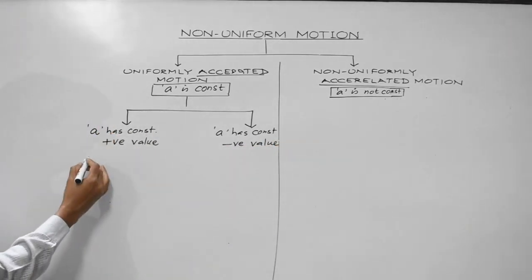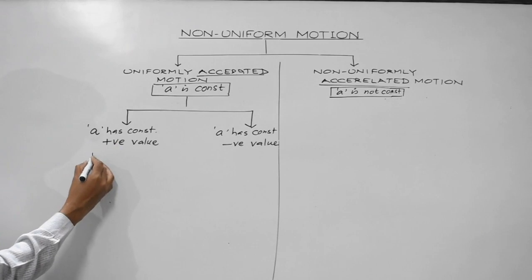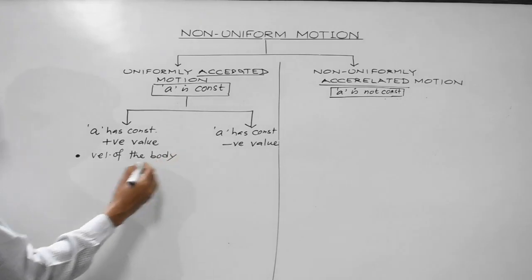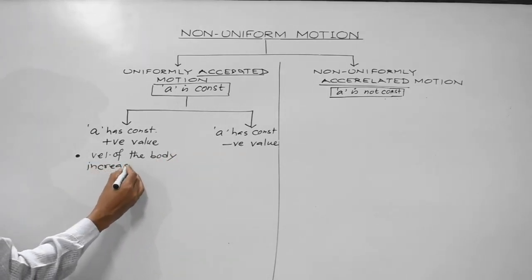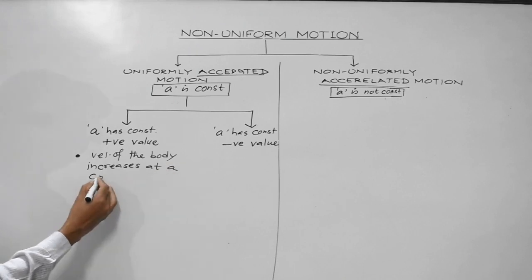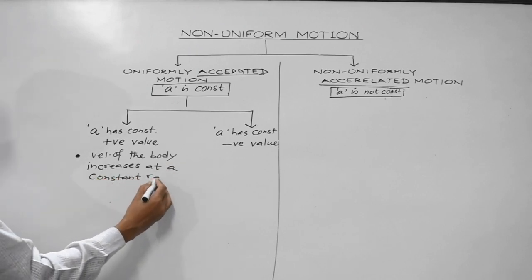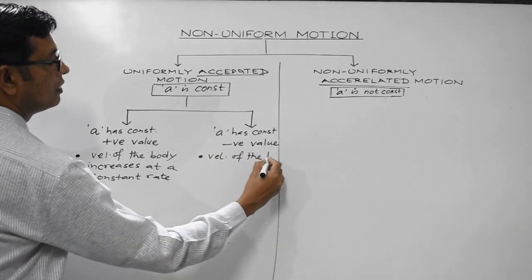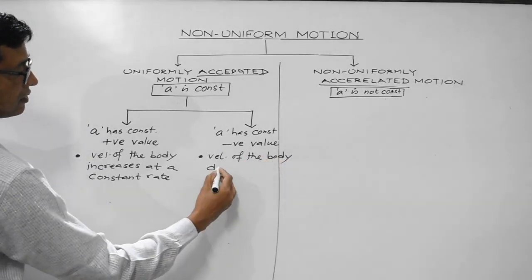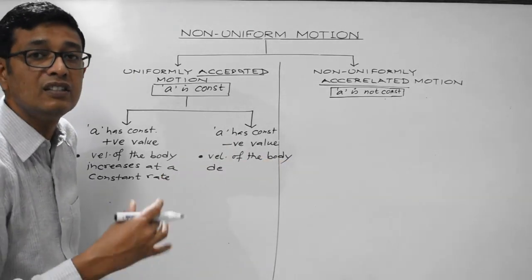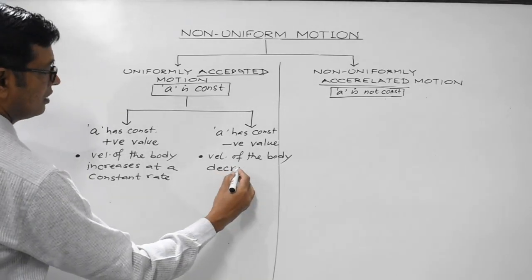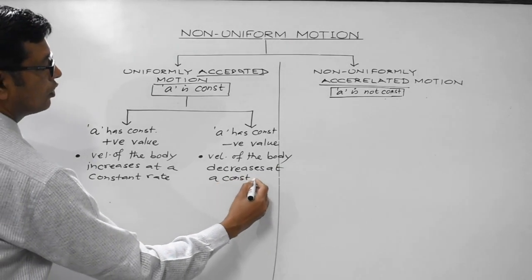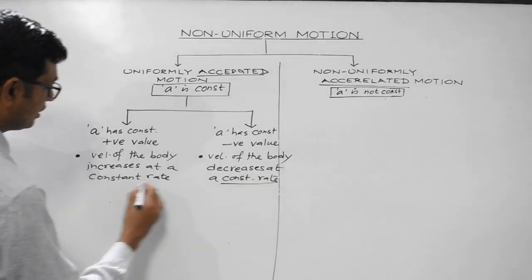Here it is known as uniformly accelerated motion. Here the velocity of the body increases at a constant rate. Here the velocity of the body decreases. I told you earlier, A negative means it is the case of deceleration or retardation. So it decreases at a constant rate. So this is the key, constant rate.